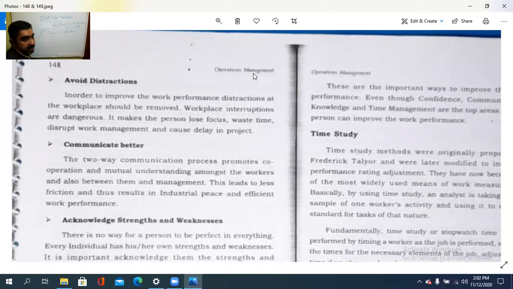Okay, avoid distractions. Then better communication should be there. Communicate better. The two-way communication process promotes cooperation and mutual understanding amongst the workers and also between them and the management. So two-way communication, not only one way.